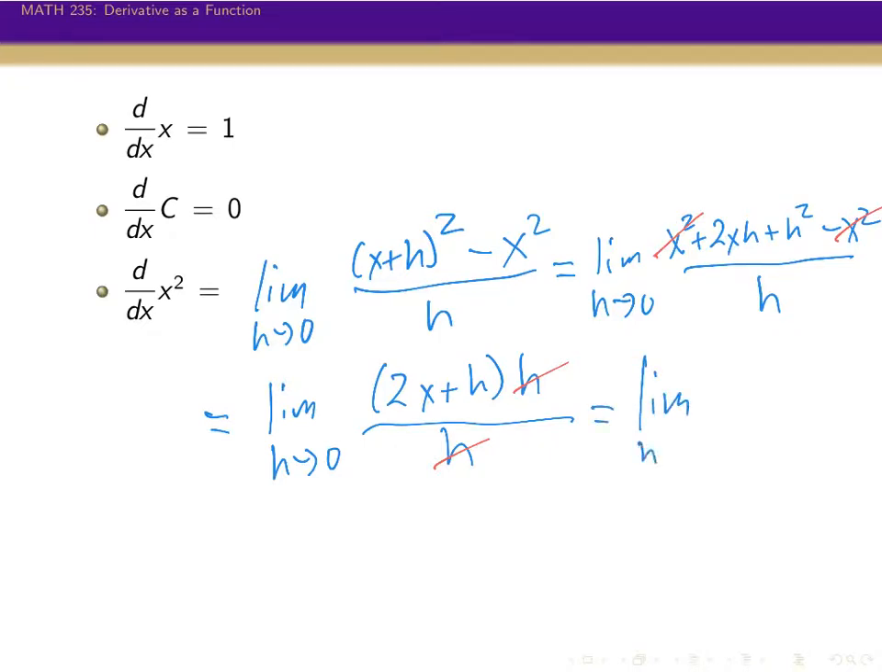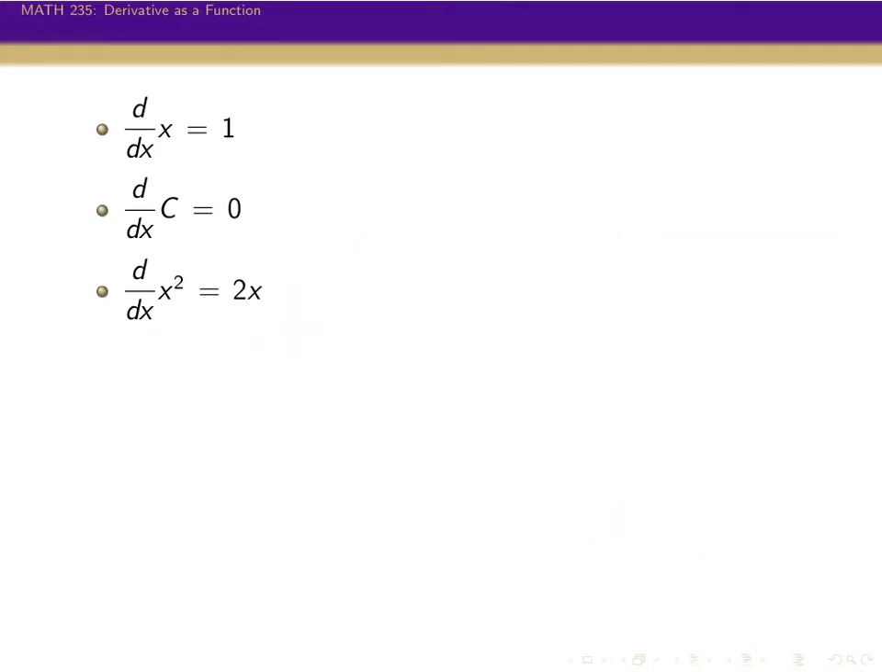Now I'm left with 2x plus h. H is going to 0, nothing's changing the 2x, and so we're left with 2x as our answer. So the derivative of x squared is just 2x.